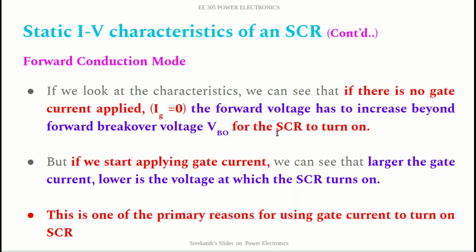So that is being explained here. If we look at the characteristics, we can see that if there is no gate current applied, IG equal to 0, the forward voltage has to increase beyond forward breakover voltage VBO for the SCR to turn on. But if we start applying gate current, we can see that the larger the gate current, the lower is the voltage at which the SCR turns on. This is one of the primary reasons for using gate current to turn on the SCR.